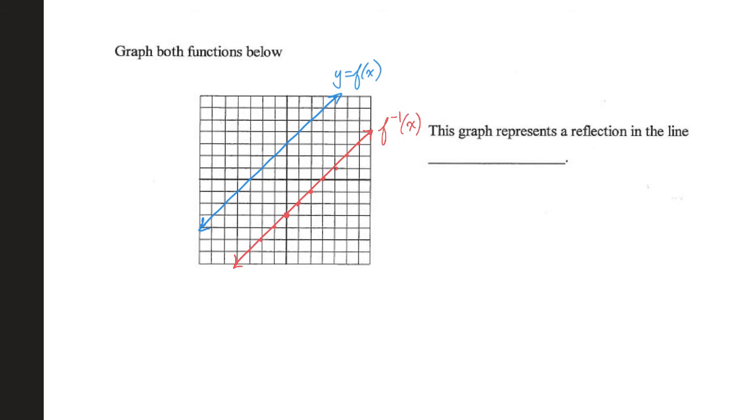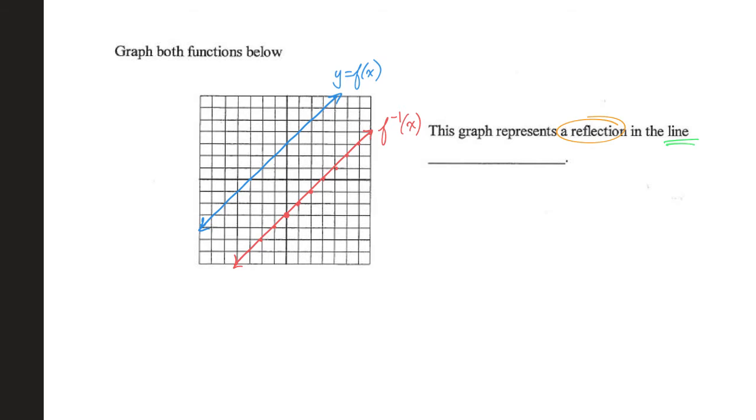Now, I've given a little bit of a hint away on that right side when I said this graph represents a reflection. So I'm giving it away to you. It's actually a reflection that we get that red line by reflecting the blue line. I just want you to notice that we're not going to get it by reflecting it across the x-axis. And we're not going to get it by reflecting it across the y-axis. So there must be a different line that we are reflecting that in.